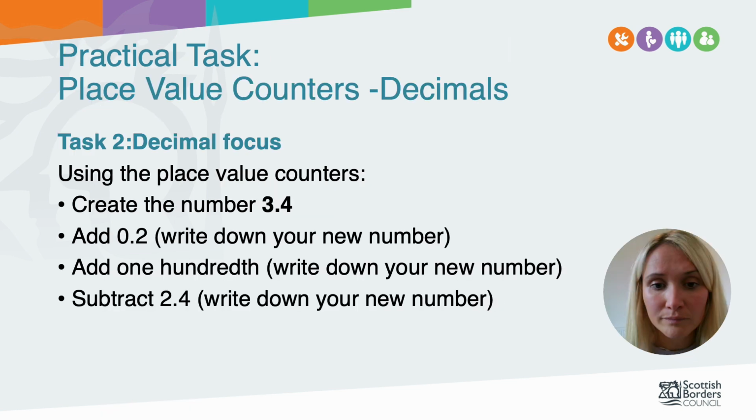So we're now moving on to our next practical task using decimal place value counters. Working with a partner, we would like you to firstly create the number 3.4. Once you have done that, we would then like you to add 0.2 and write down your new number. We would then like you to add 1/100th and write down your new number. We would then like you to subtract 2.4 and write down your new number. And each time, can you add or take away the actual place value counters before you write down your number? So if you can now pause this and carry out this task with a partner in your staff teams.